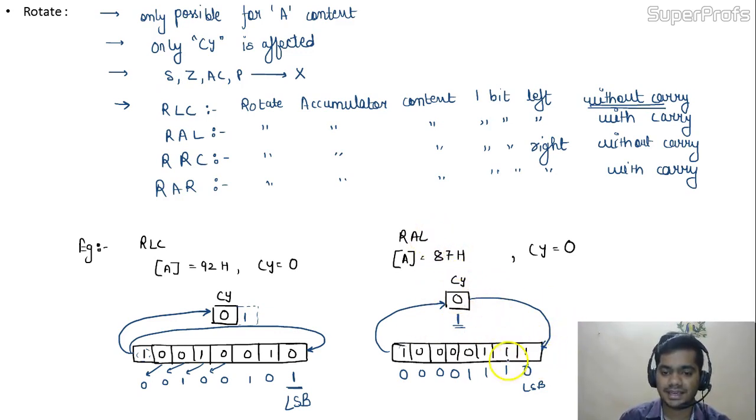So you can see here the rotation is done with the help of carry included in the rotation cycle, but in RLC we have changed the carry bit, but the carry bit is not included in the rotation cycle. The MSB itself comes to the one bit left to LSB. So this is the way we are going to do RLC, RAL, similarly RRC and RAR. So you can write these points.